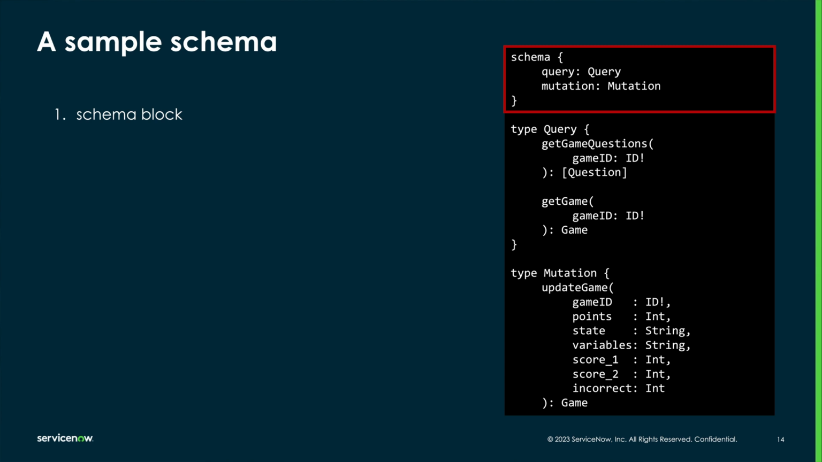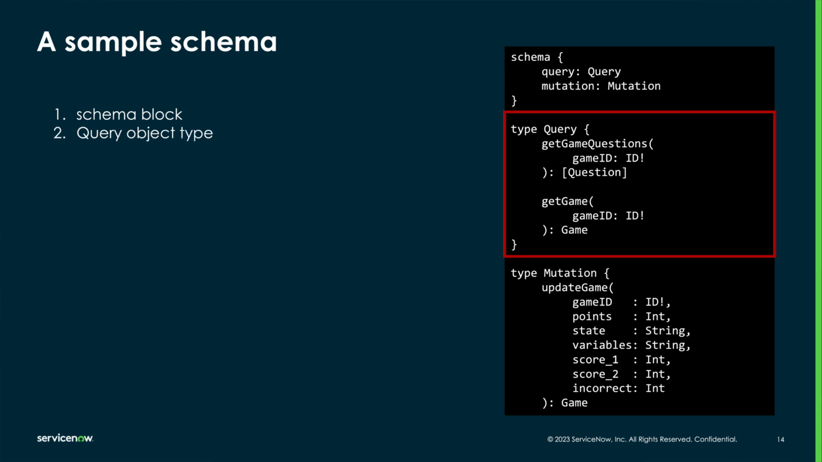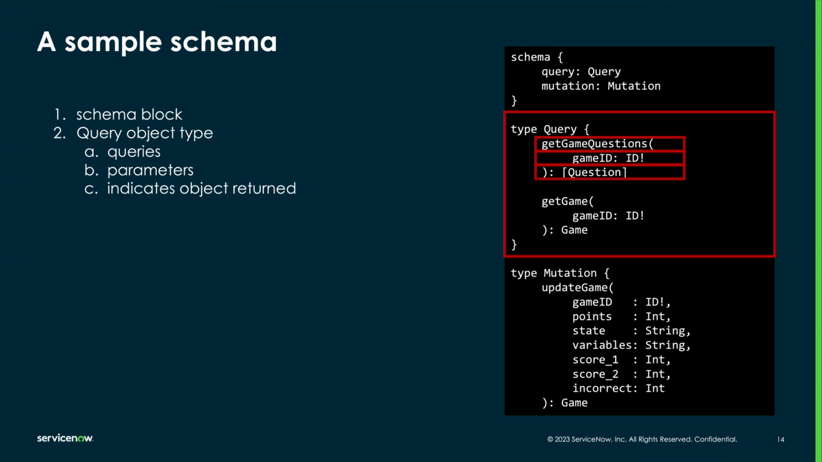As per the schema block, we find type query. This is where we define the interface or the functions which a client can request and the way it interacts with that function. Here we see one called getGameQuestions. The parentheses indicate a single parameter named gameID of type ID. The exclamation tells us that it's a mandatory field. That makes sense because we need a sysid to retrieve a specific record in this case.